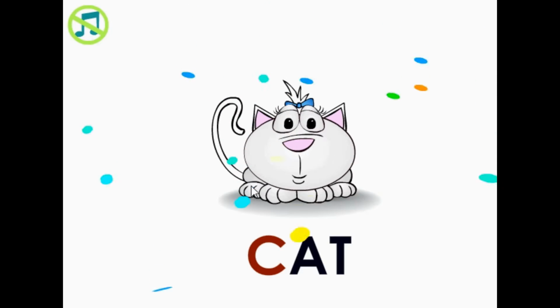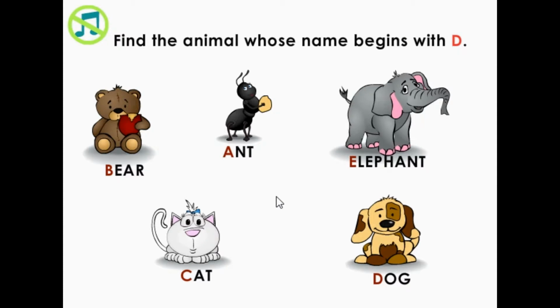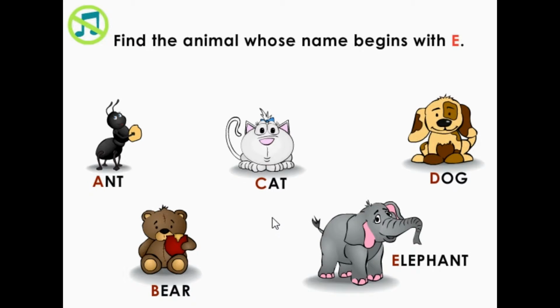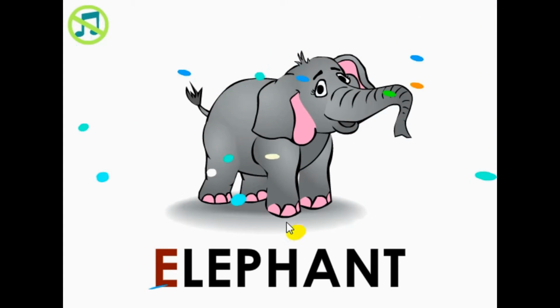Yes! Cat begins with C. Find the animal whose name begins with D. That's right! Dog begins with D. Find the animal whose name begins with E. All right! Elephant begins with E.